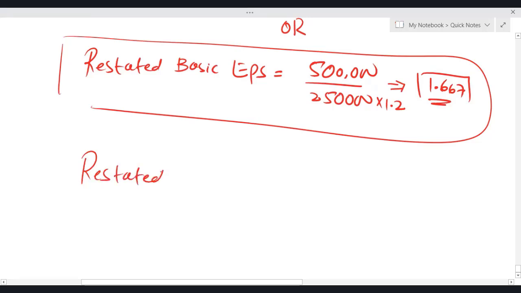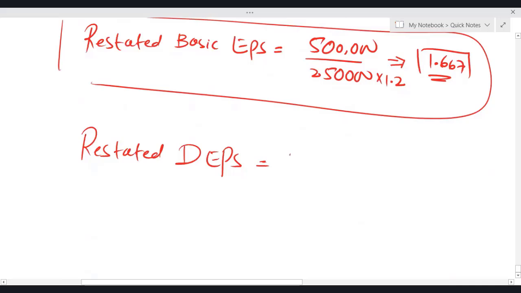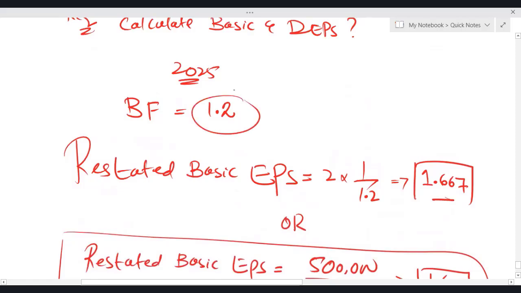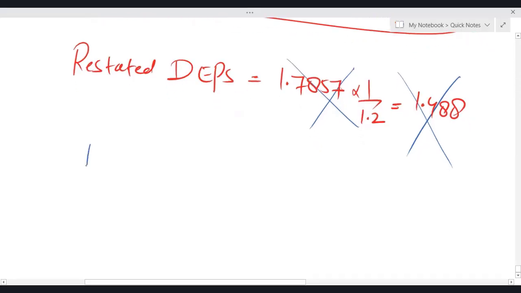Restated diluted EPS. How do we calculate restated diluted EPS? Diluted EPS of the previous year is 1.7857, and bonus fraction is 1.2. So 1.7857 divided by 1.2, I'm getting 1.488. And what I'm saying is, it is incorrect. Why is it incorrect? This is a big question. Now try to understand. Let me show you.